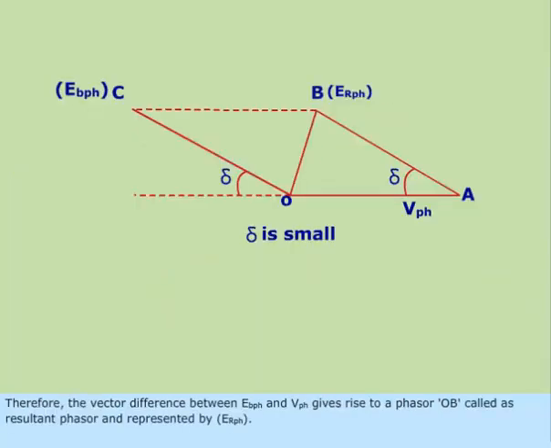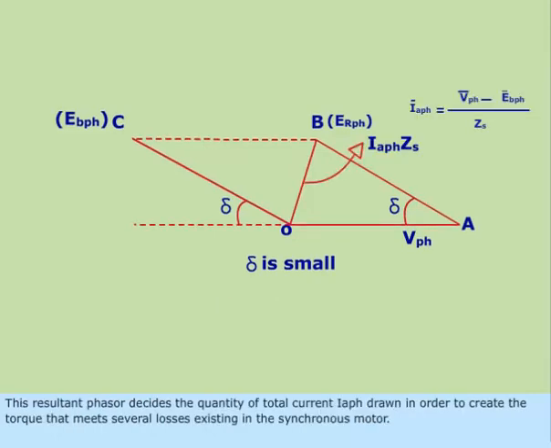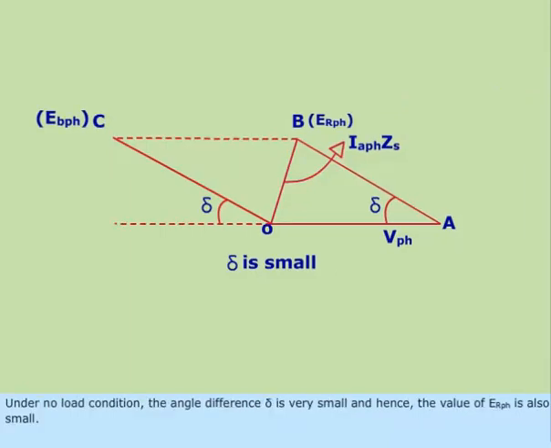Therefore, the vector difference between E sub BPH and V sub PH gives rise to a phasor, OB, called as resultant phasor and represented by E sub RPH. This resultant phasor decides the quantity of total current, I sub APH, drawn in order to create the torque that meets several losses existing in the synchronous motor. Under no load condition, the angle difference delta is very small, and hence the value of E sub RPH is also small.